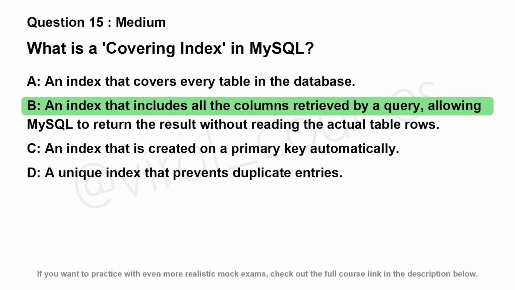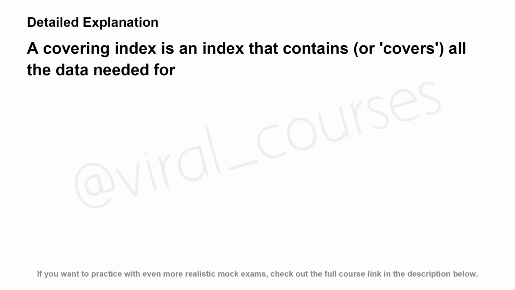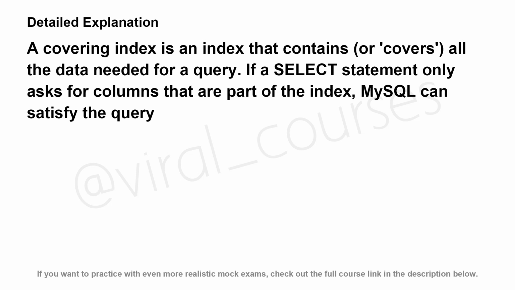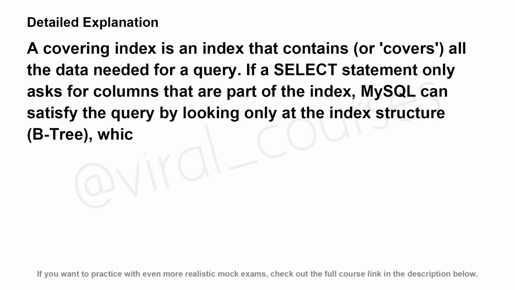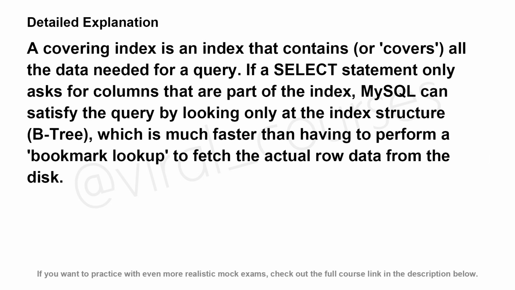The correct answer is B. A covering index is an index that contains, or covers, all the data needed for a query. If a select statement only asks for columns that are part of the index, MySQL can satisfy the query by looking only at the index structure, B-tree, which is much faster than having to perform a bookmark lookup to fetch the actual row data from the disk.